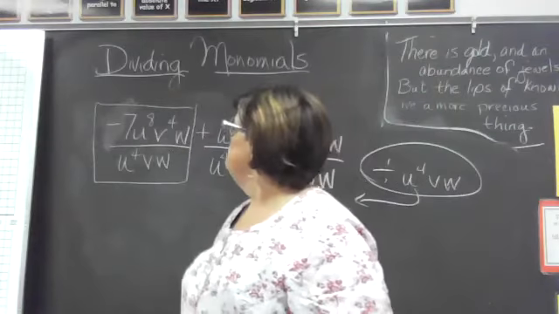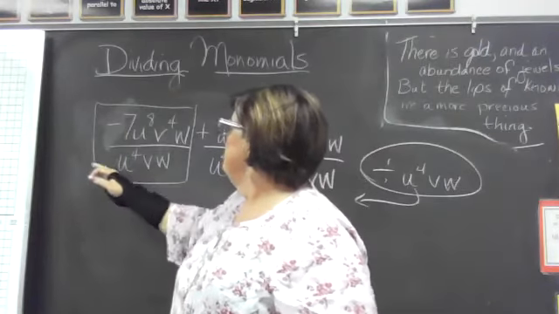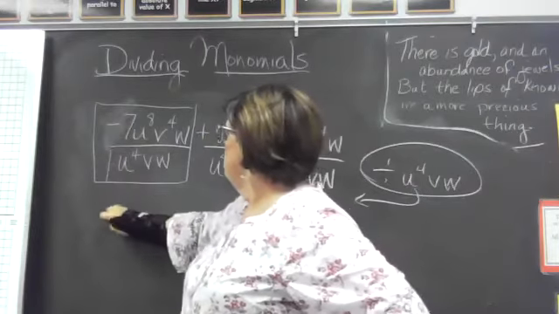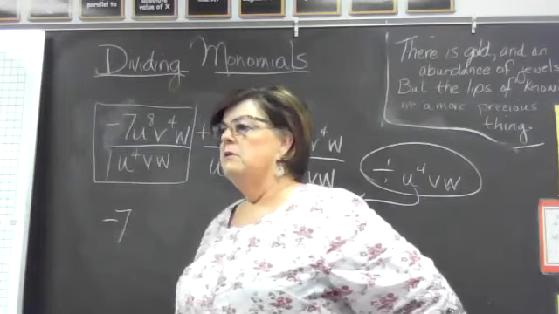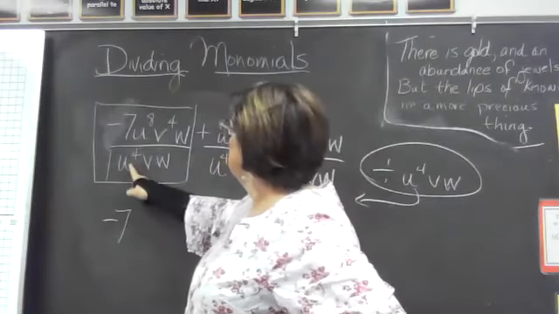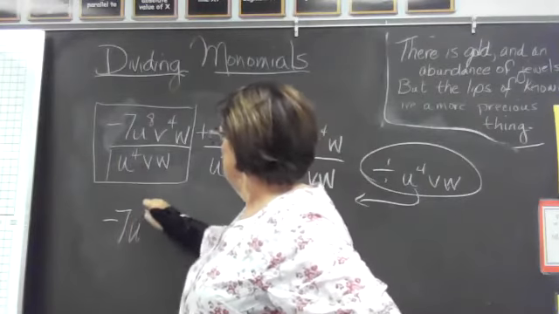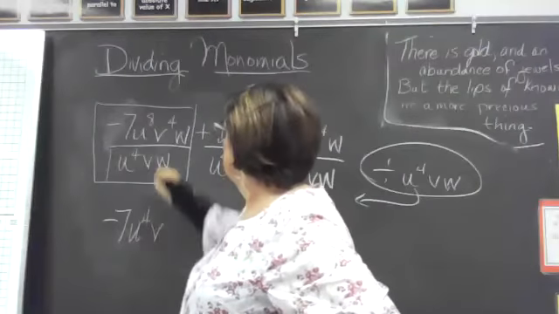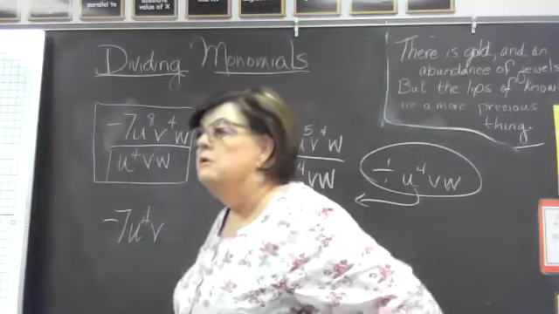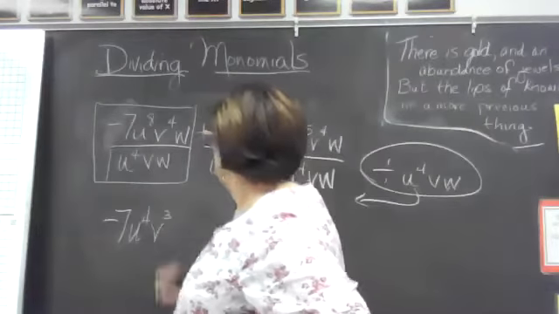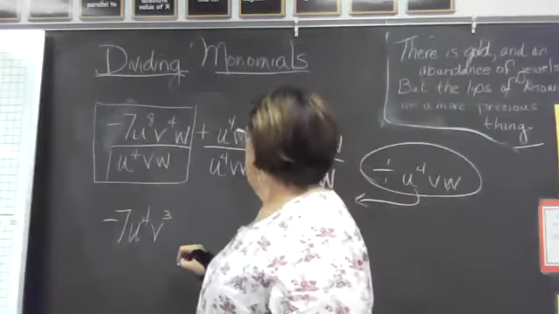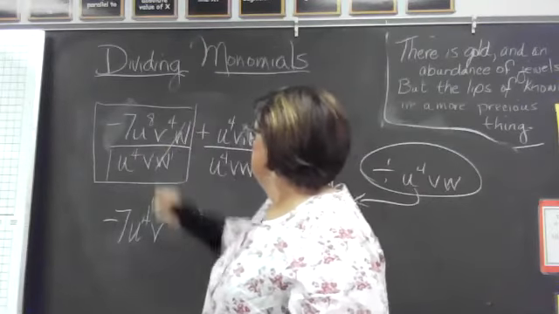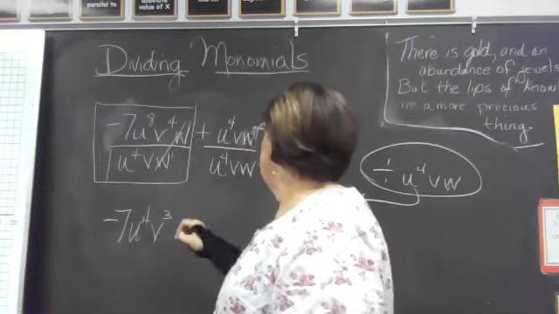So here's this one. First of all, we deal with our coefficients. That's the big numbers. Have an invisible 1. So -7 divided by 1 is going to be a -7, correct? Then let's do the u's. U to the 4th and b to the 3rd. Good, I heard you guys online too. And w cancels out because it's to the 1st and to the 1st. And so it's not there. It cancels to a 1.